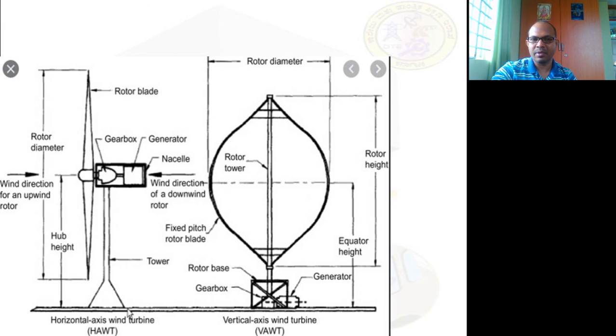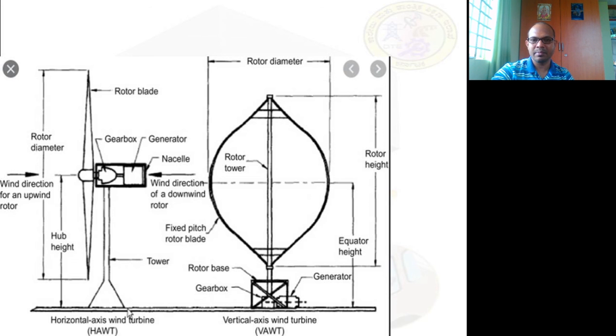This is the rotor diameter that we can see here. The rotor diameter seems to be very small compared to the rotor diameter over here. This is the rotor height. Is it clear? Now you can make out a lot of difference. This is the equator height, whereas this is the hub height. This always looks taller, and it should be taller when it comes to horizontal axis wind turbines. So by drawing the sketches you can make out what the differences are between HAWT and VAWT.